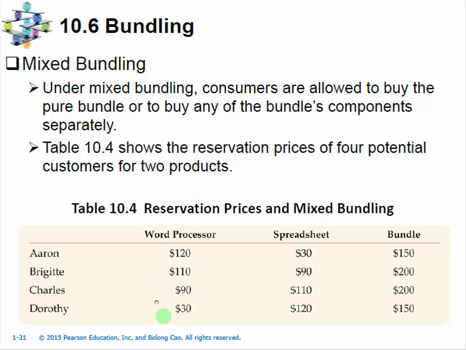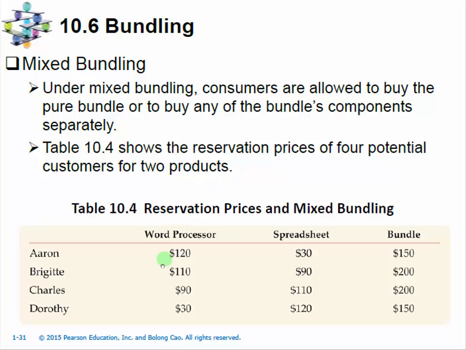In this example, we have 4 customers: Aaron, Bridget, Charles, Dorothy, A, B, C, D, and each has a different reservation price on the word processor and the spreadsheet. Largely, their reservation prices are negatively correlated, but the sum of their reservation prices for the two softwares are at a different level. For A and D, it's $150, and for B and C, it's $200.